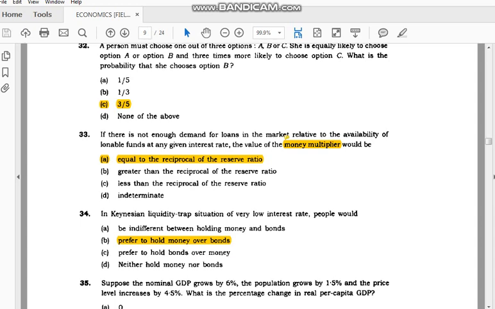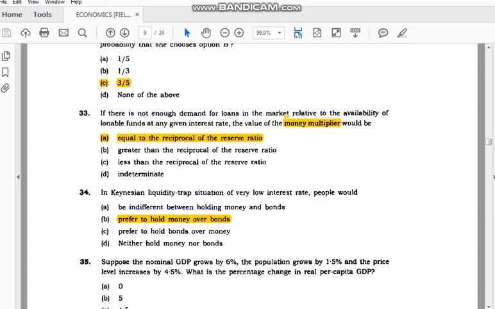And here is another question: if there is not enough demand for loans in the market related to the availability of loan funds at any given interest rate, the value of the multiplier would be equal to the reciprocal of the reserve ratio. So here, first of all we have to understand the meaning of money multiplier. It is the rate at which high powered money or your reserve money gets multiplied to make the supply of total ordinary or broad money.